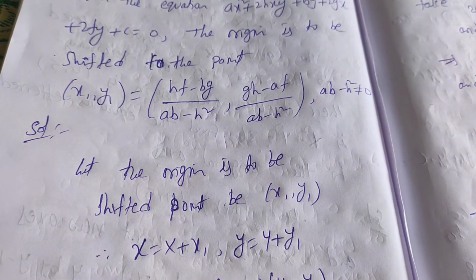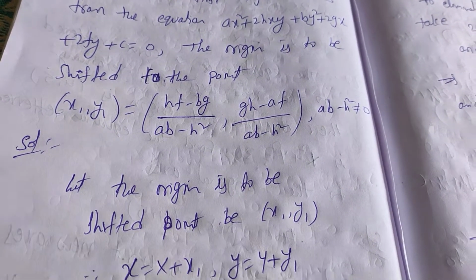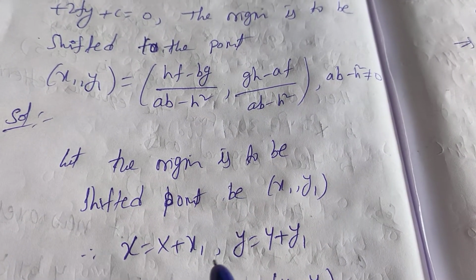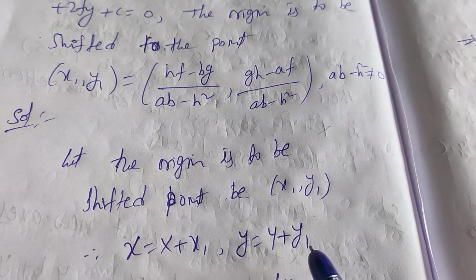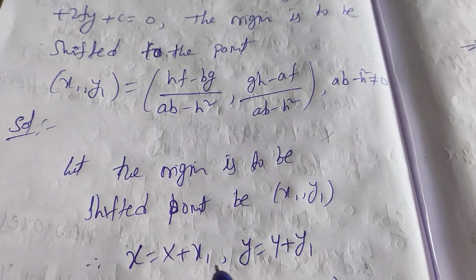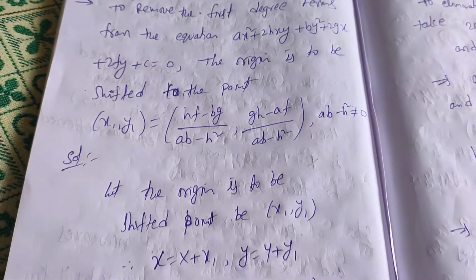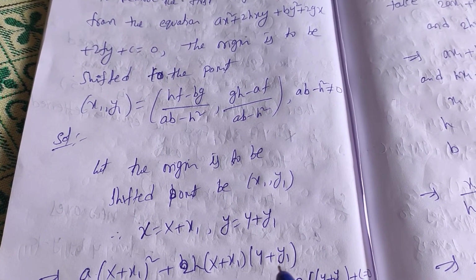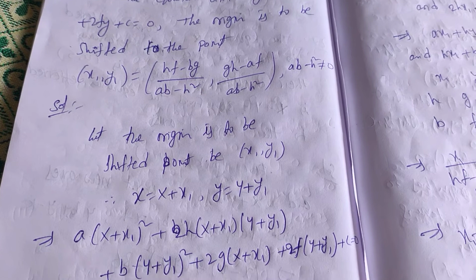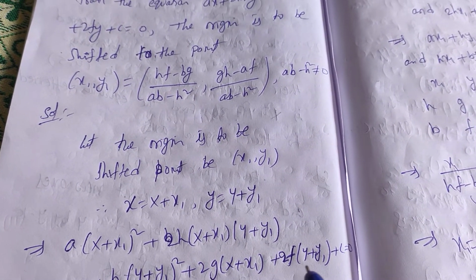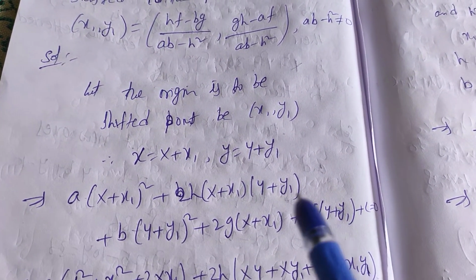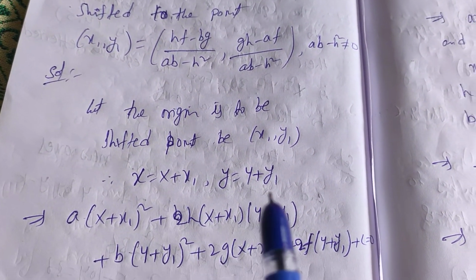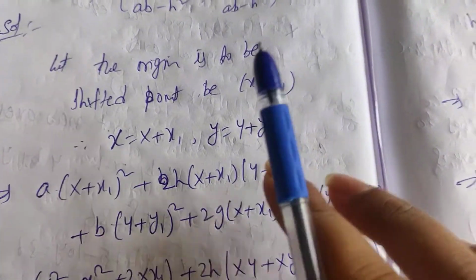Generally, if you want to shift the origin, what is the procedure? x is equal to X plus h, and here, taking h comma k as x1, y1, so x is equal to X plus x1 and y is equal to Y plus y1. Substitute these x, y values in the given equation. So a into (X plus x1) whole square plus 2h into (X plus x1) into (Y plus y1) plus b into (Y plus y1) whole square plus 2g of (X plus x1) plus 2f of (Y plus y1) plus c is equal to 0. So we substitute in the place of x, y, this X plus x1 and Y plus y1, and now we are getting the equation in terms of capital X, Y.